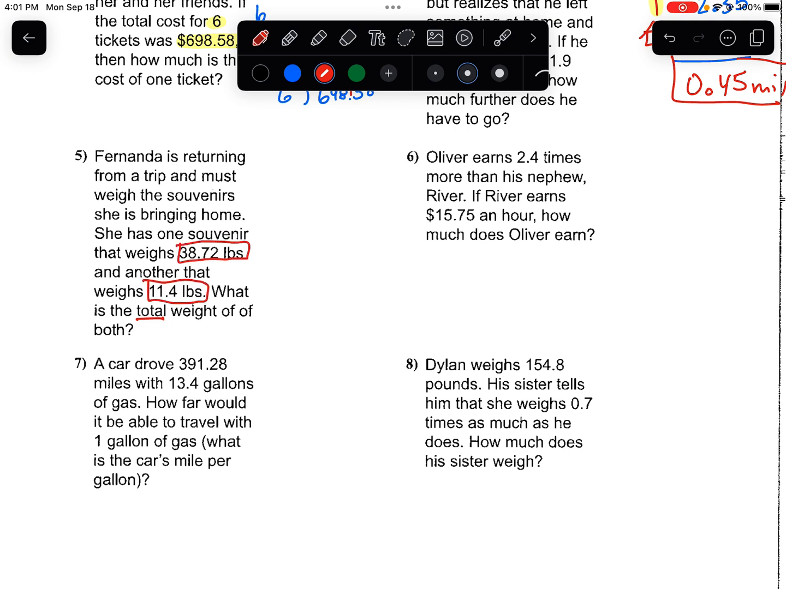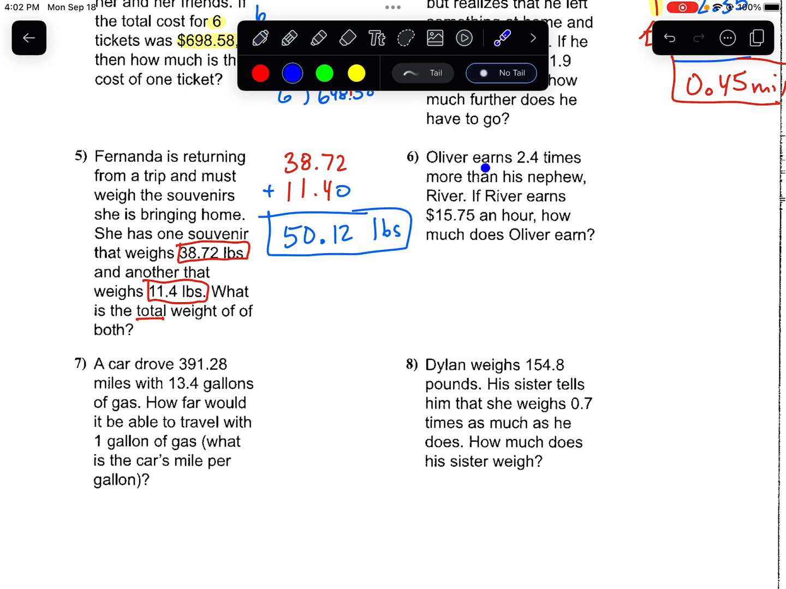We have 38.72 pounds, and we also have 11.4 pounds. Don't forget to line up the decimals, which means we have to put a little 0 placeholder right there. If I add those up, 38.72 plus 11.4, you will get 50.12 pounds. That's how much both of her souvenirs weigh.